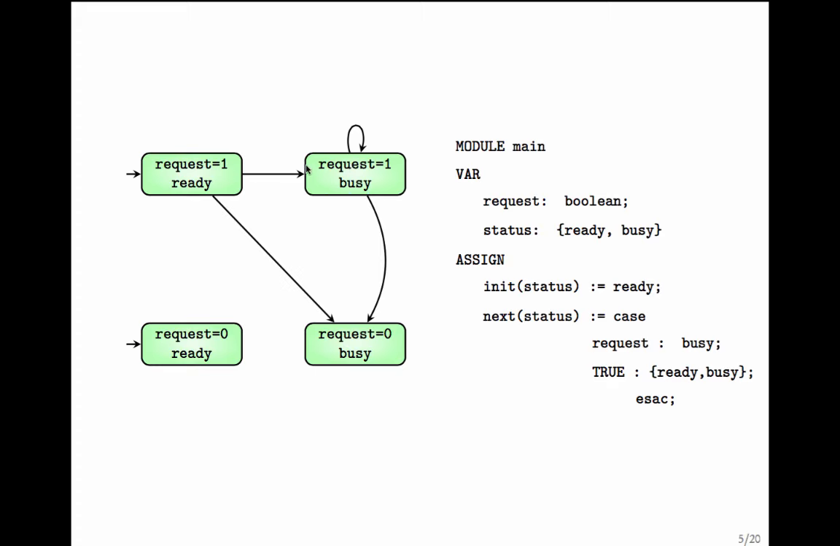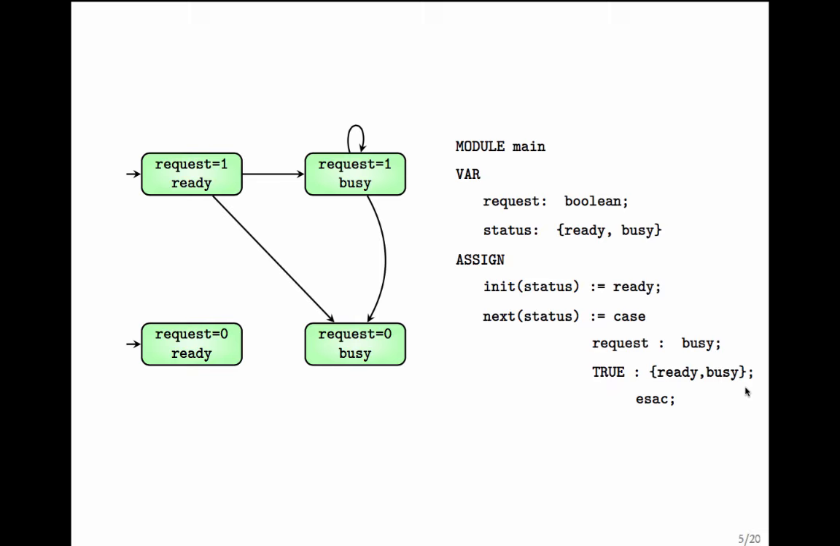Look at this state. In this state, request is true. So the next value for status should be busy. So you will not have the transition going to a state where ready is true. From request equal to 1 and busy, you either go back to the state which is busy or you go to another busy state. However, here the request is 0.